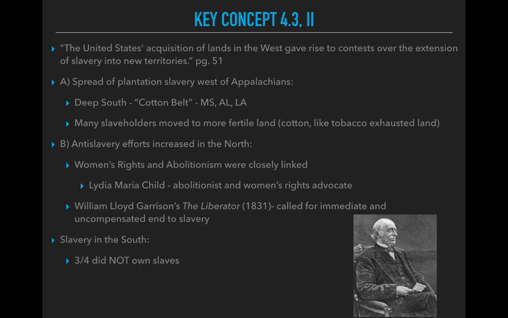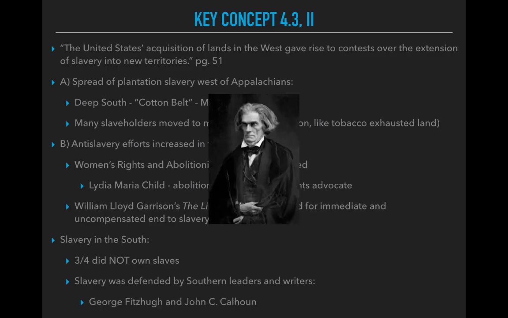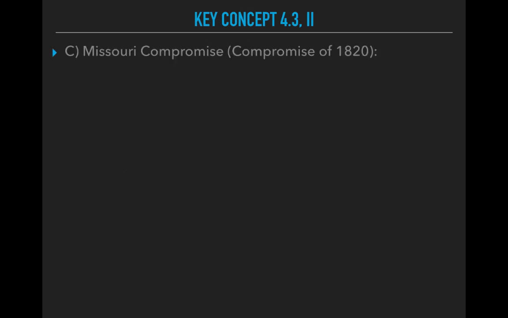Now let's jump on over to slavery in the South, and 3 out of 4 people in the South did not own slaves. However, the institution was very prolific down in the South. Slavery was defended by many Southern leaders and writers. We talked about this in the Key Concept 4.2 video. John C. Calhoun argued that slavery was a positive good, and a very well-known writer, George Fitzhugh, would write about slavery in terms of being better than factory workers in the North. So a lot of people in the South began to defend slavery during this time and actually called it a good or positive thing.